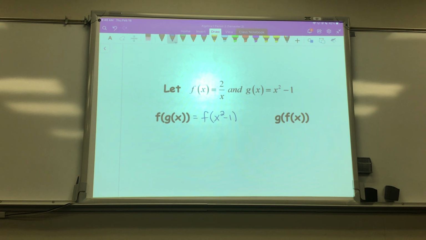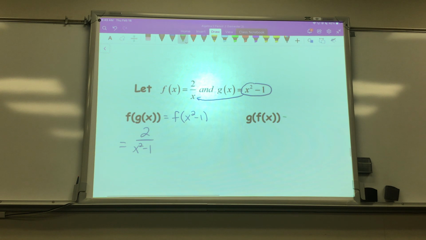So g of x, you're going to take g of x and replace x with x squared minus 1. So we got 2 over x, and we said we're replacing x with that x squared minus 1. Sometimes you have simplifying, sometimes you don't. In this case, we don't.